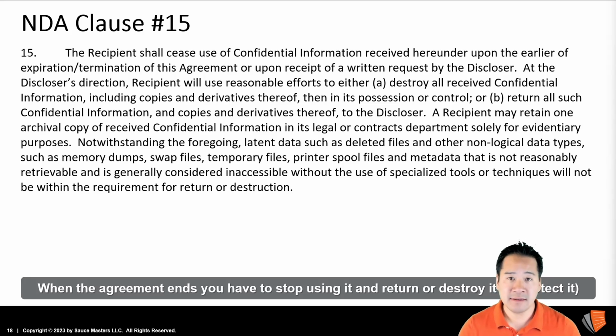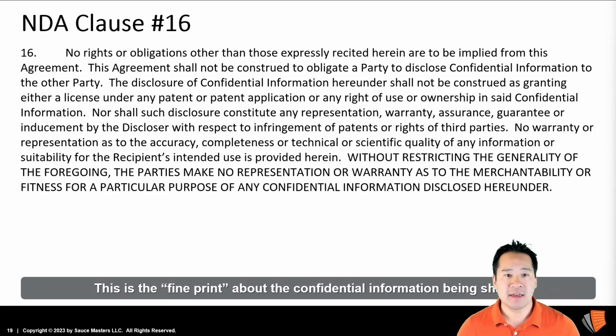But hidden data doesn't count. So if your hard drive does automated backups or temporary files, or it's saved in the cloud somewhere and you delete it, but you don't know if there's backups in the cloud because you use just a commercial service provider, that's okay. Number 16 effectively says this agreement is what it is and nothing more. It also says that you don't have to share confidential information with somebody, and when it is shared, it's effectively as is. So you can't, let's say, bet your life on it, so to speak.